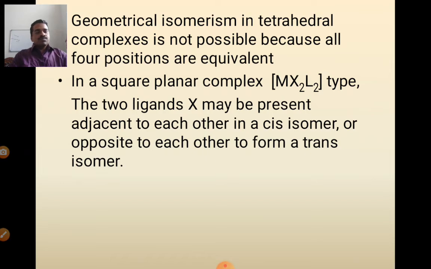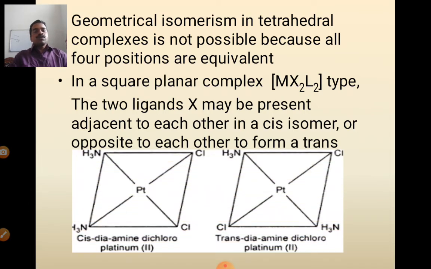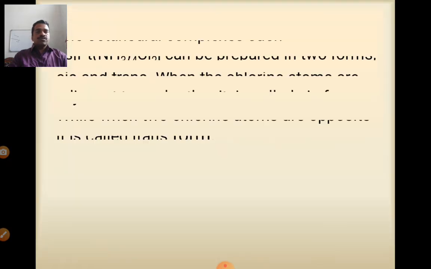For example, we see this one example, diamminedichloroplatinum. In the first, two chlorides are on the same side and two amine ligands are on the same side. That's why it is called the cis form. And in another one, two chlorides are on opposite sides, on the diagonal of this square, and two amines are also on the diagonal on the opposite side of this square. It is called the trans form. So such types of complexes exhibit cis-trans isomerism, that is, geometrical isomerism.